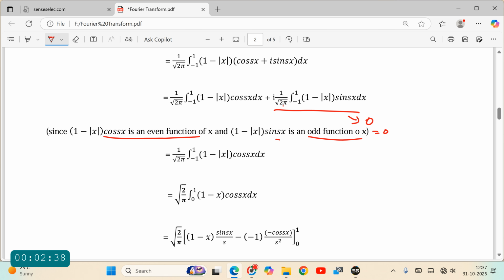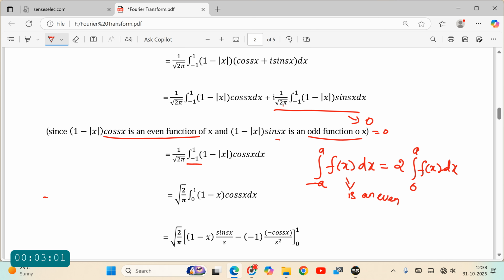Then come to the even function. For an even function, the integral from minus a to plus a of f of x dx can be changed into the form of 2 into the integral from 0 to a of f of x dx. If the function f of x is an even function, then we can write it in this form. Here what is our limit? Minus 1 to plus 1. So we change this to 2 into integral 0 to 1. So 1 by root 2 pi is there. You have to change the 2 as root 2 into root 2 divided by root 2 into root pi. The root 2 cancels, so our answer is root 2 by pi here.